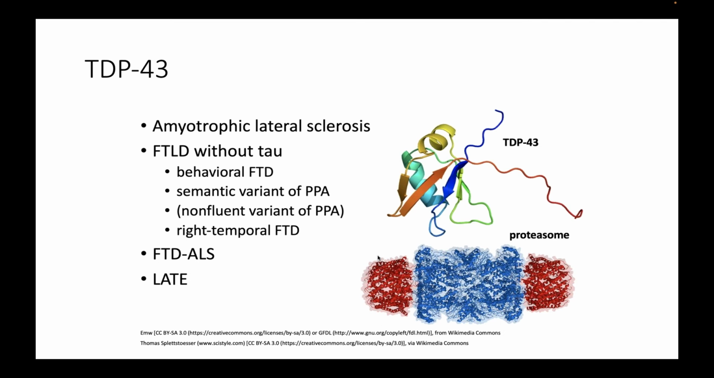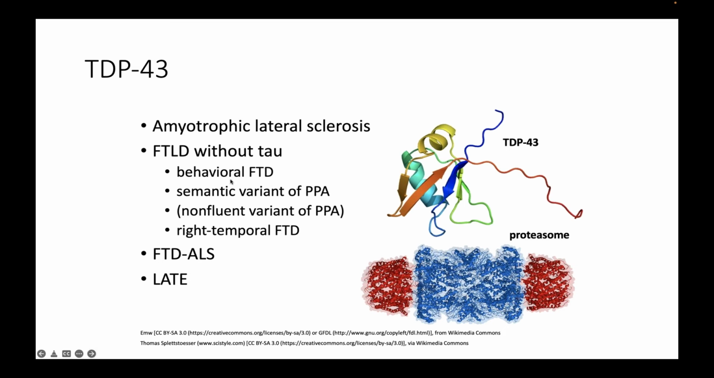which is a TAR DNA binding protein of the size of 43 kilodalton. It's most well known for its role in amyotrophic lateral sclerosis, and therefore also in the overlap form, which is frontotemporal dementia with amyotrophic lateral sclerosis. Both diseases have an overlap of about 10 to 15%. And there are also other variants of frontotemporal dementia that can be caused by this.